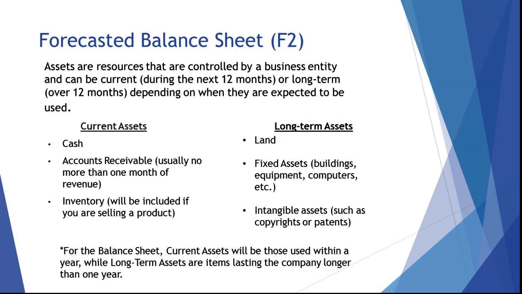If you're selling a tangible product, you may have some inventory left on hand at the end of the year. And this could be either raw materials, work in progress, or finished goods that your company has. Now, long-term assets, as I said, are going to be things that last your company a long period of time. So these are going to be things such as land, any fixed assets that your company may own, such as computers, vehicles, furniture, equipment. And some of you may have intangible assets for your business, such as any potential copyrights or patents.